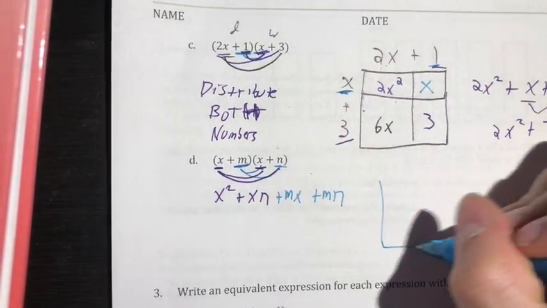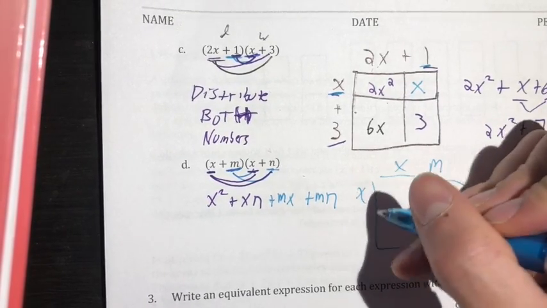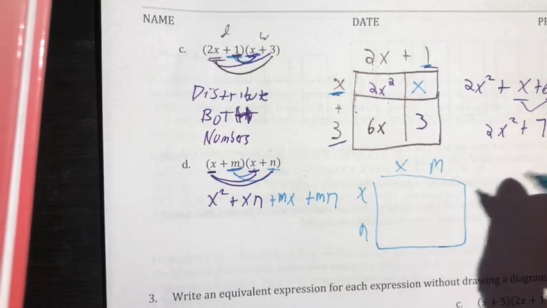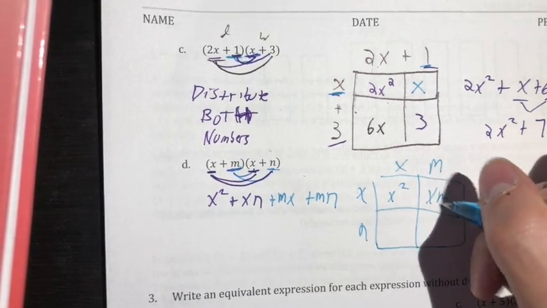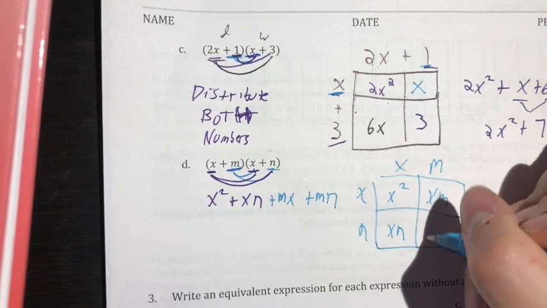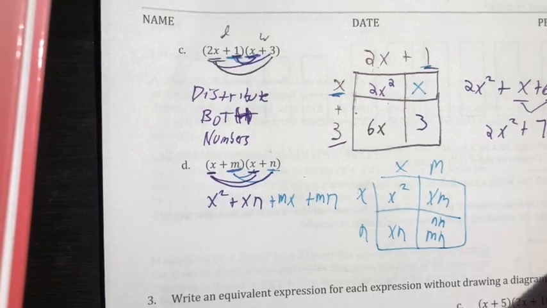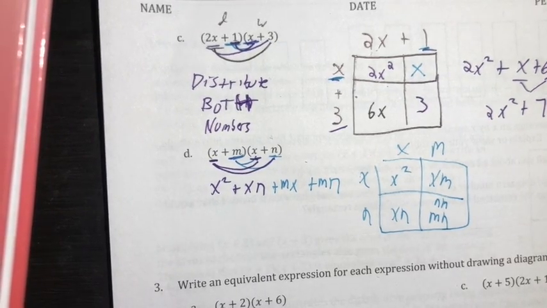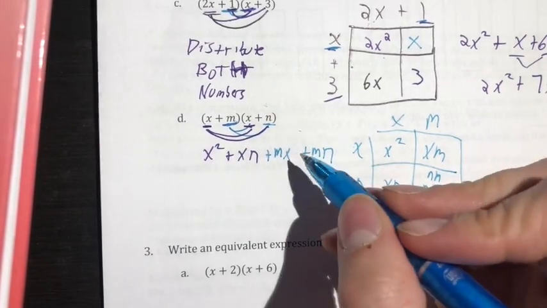And I could draw a diagram, and I guess I might as well do it. If you don't want to see the diagram, you can fast forward like 2 seconds. Almost done anyway. So then we'd have an x squared, we'd have an xm, we'd have an xn, and we'd have an mn. Or you could write nm, doesn't really matter. So that's our real diagram. We don't have to do a diagram anymore because we can just distribute both numbers across.